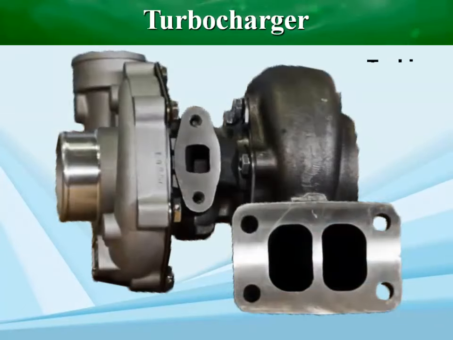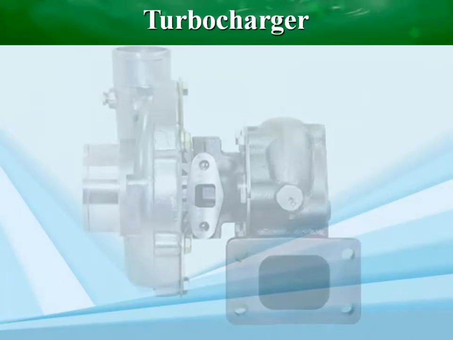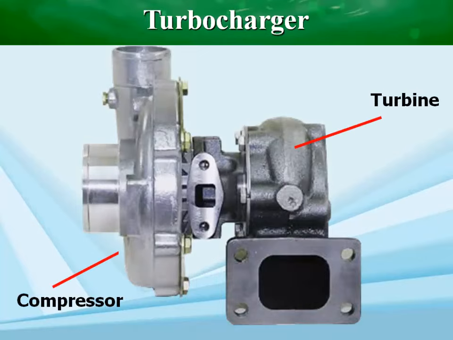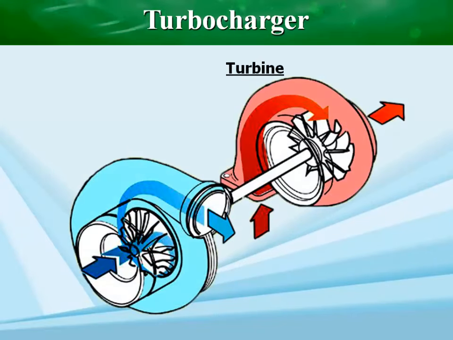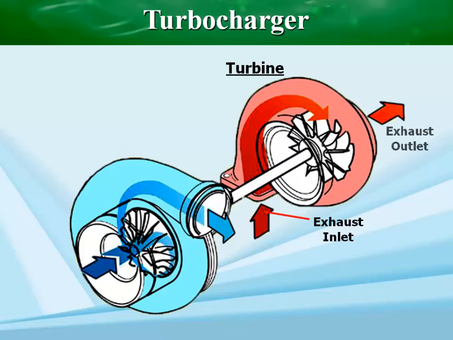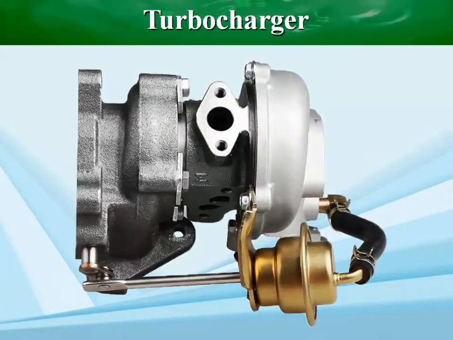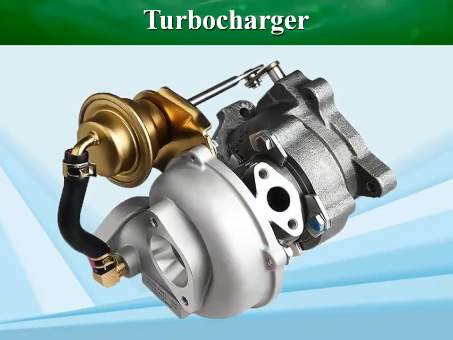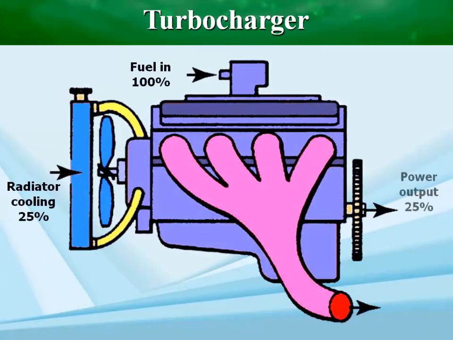A turbocharger, or turbo, is a centrifugal compressor powered by a turbine that is driven by an engine's exhaust gases. The exhaust gases drive the turbine wheel, which is connected to the compressor wheel through a shaft. The objective of a turbocharger is to improve an engine's volumetric efficiency by increasing the intake density. A turbocharger uses some of the heat energy that would normally be wasted.